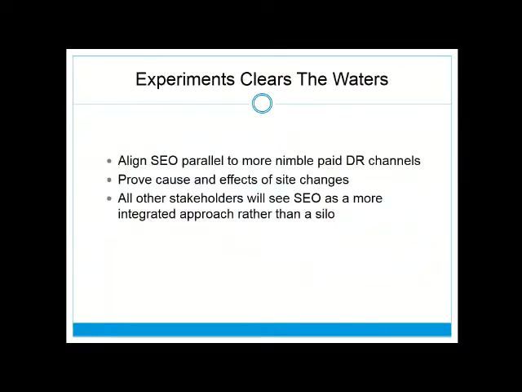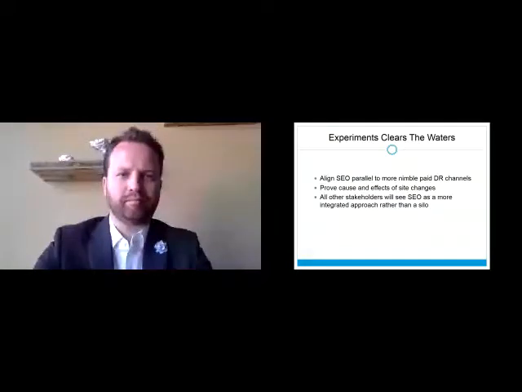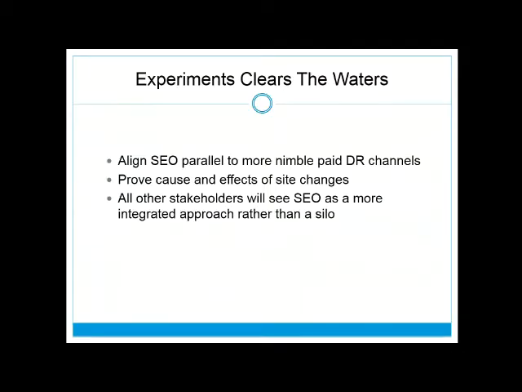So experiments are a really good way to clear the waters, in other words. When you do experiments for your on-page on your e-commerce sites, you do a couple of things. First, you want to align SEO. SEO is generally a marketing channel. So Google's organic, you want to align that as a marketing channel so that it is at least seemingly as nimble as your other paid DR channels. Whether it be SEM or PPC or your paid Facebook or even your organic Facebook or what have you, those things can change on a weekly basis.